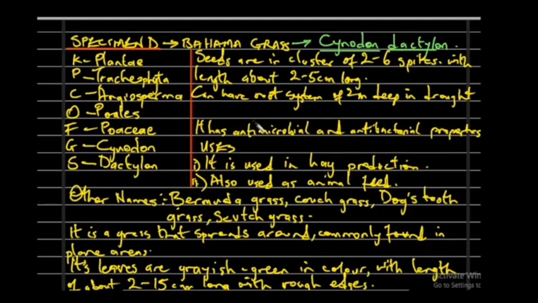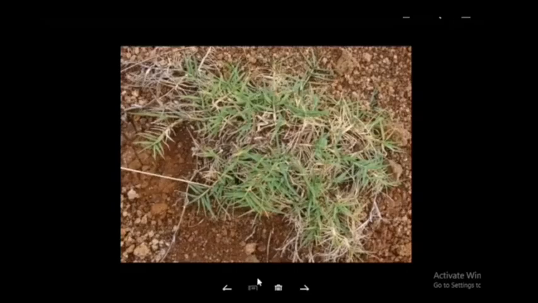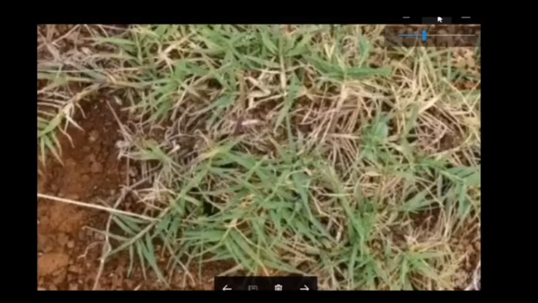These properties of this particular plant are the reason why it is used as feeds and some other manure. It is used in hay production, also as animal feed. So that is what the specimen D looks like. So this is it here. That is what the Bahama grass or the Bermuda grass looks like. You can see that is how it looks.